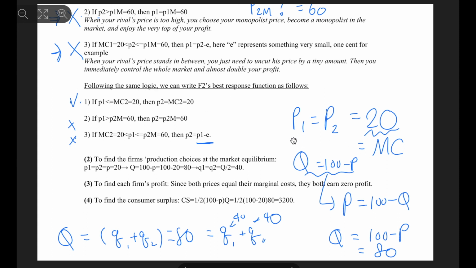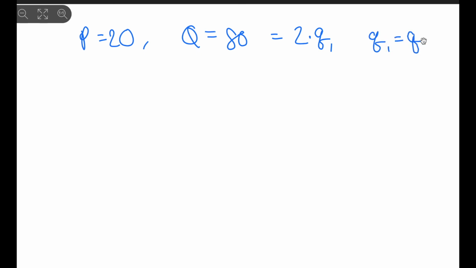So first question, we got the price for each farm. And second, we got the quantity for each farm. So we have to have what? Profit and consumer surplus. Let's go back to the whiteboard. Okay, so we have P equals 20, right? And Q equals 80, and that is 2 times Q1, where Q1 equals Q2, right? So each farm produces 40.